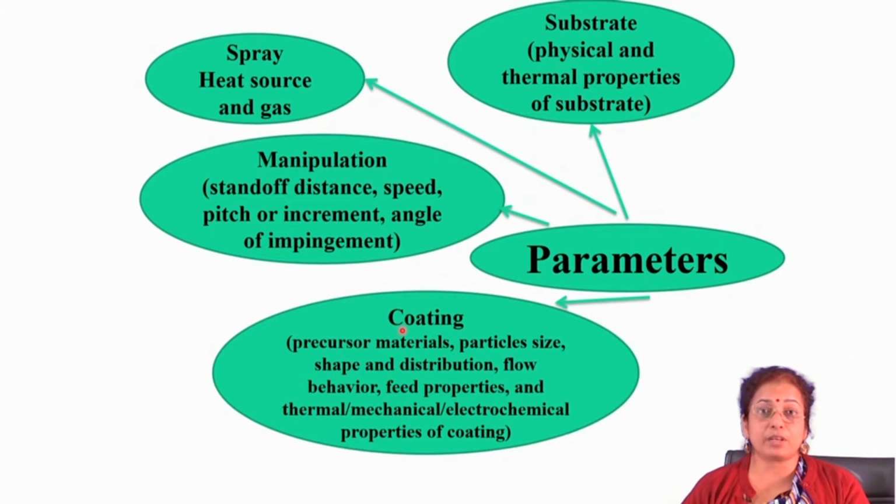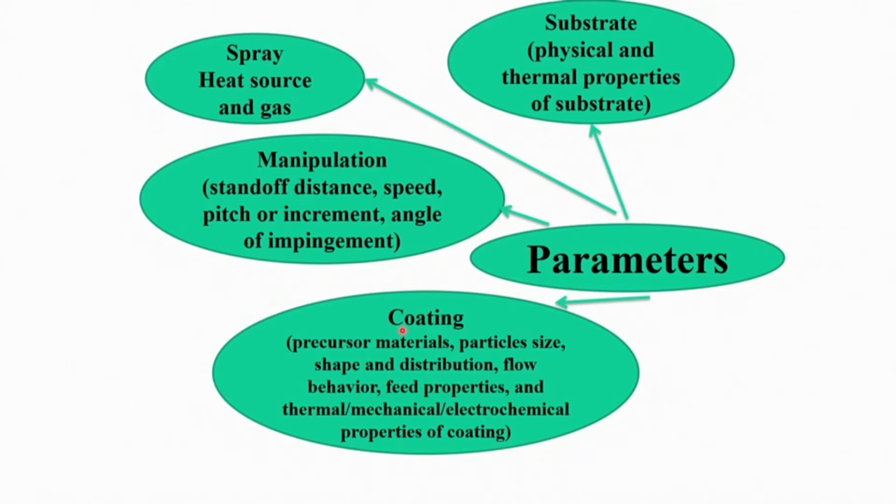And then the flow behavior of the coating is very important. It has to be highly flowable. If it is not highly flowable, or if it gets agglomerated very quickly, then there may be non-uniform deposition all throughout. The feeding properties are also very important, how nicely it can be fed, and certainly thermal, mechanical or electrochemical properties of the coating material basically dictate the thermal, mechanical or electrochemical behavior of the coating which you are developing.